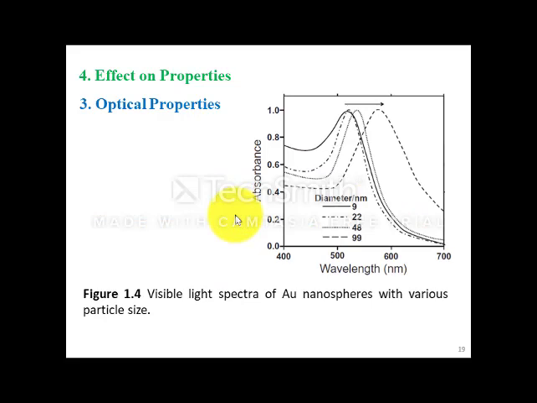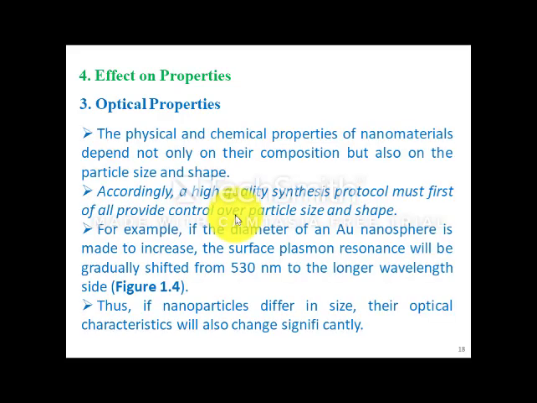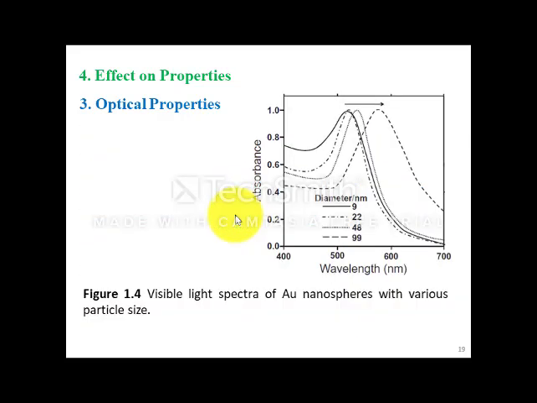And this is figure 1.4. Surface plasma resonance, I just mentioned in the previous slide. It is actually a kind of spectrophotometry. Just like UV visible spectrophotometry, it is UV visible spectra. And in this spectra, at the bottom you can see wavelength from 400 to 700 nanometer, and on the y-axis you can see the absorbance of the material.